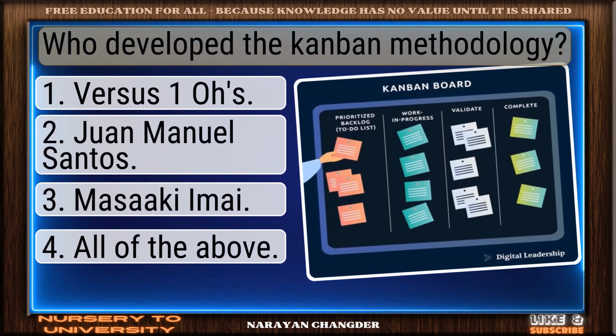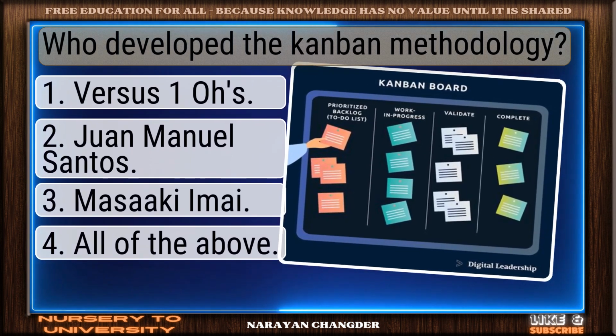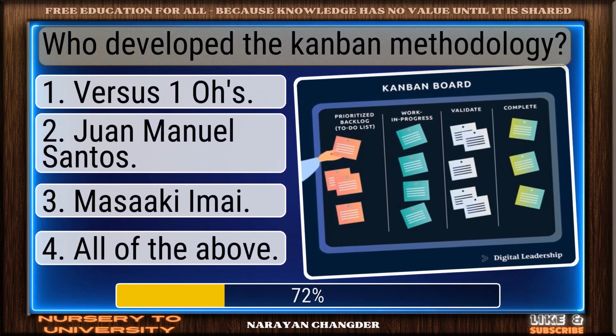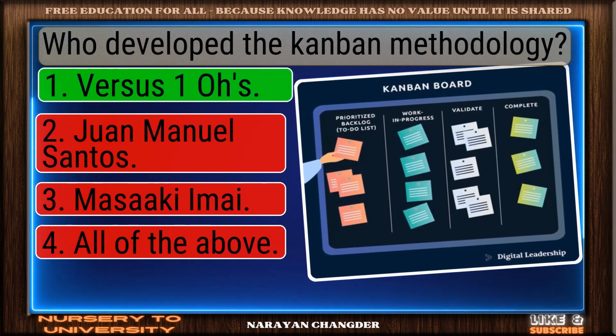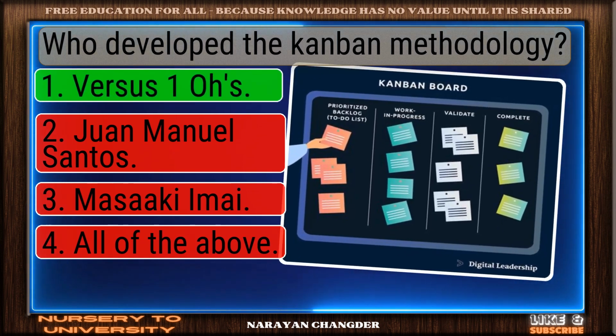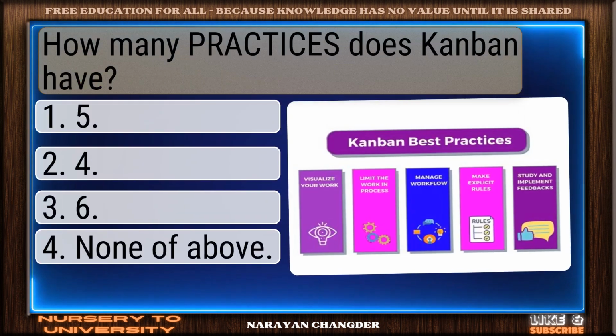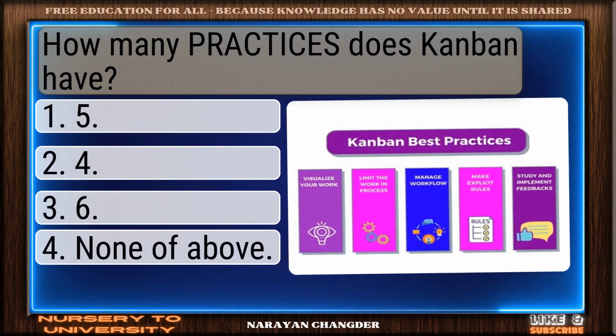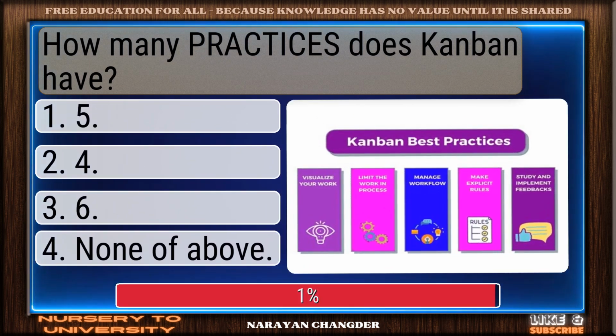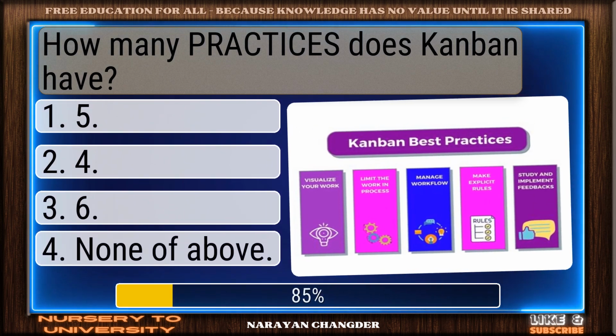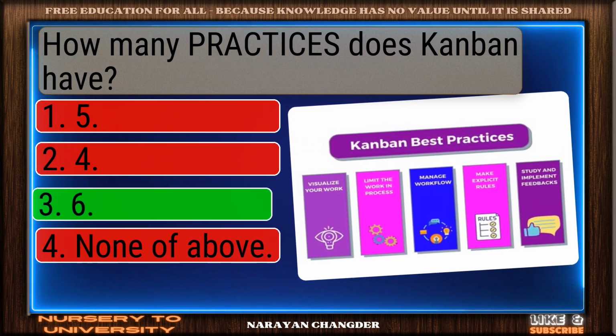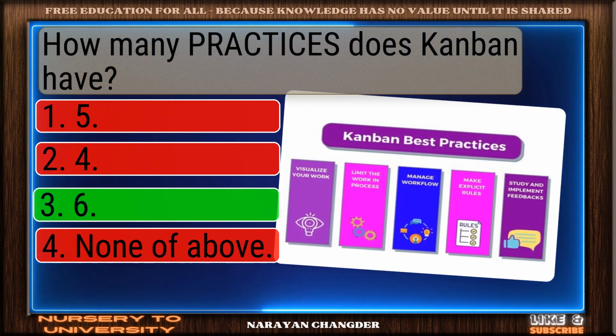Question number 19. Who developed the Kanban methodology? Correct. Vs 1-0 is the right answer. Question number 20. How many practices does Kanban have? Well done. 6 is the right choice.